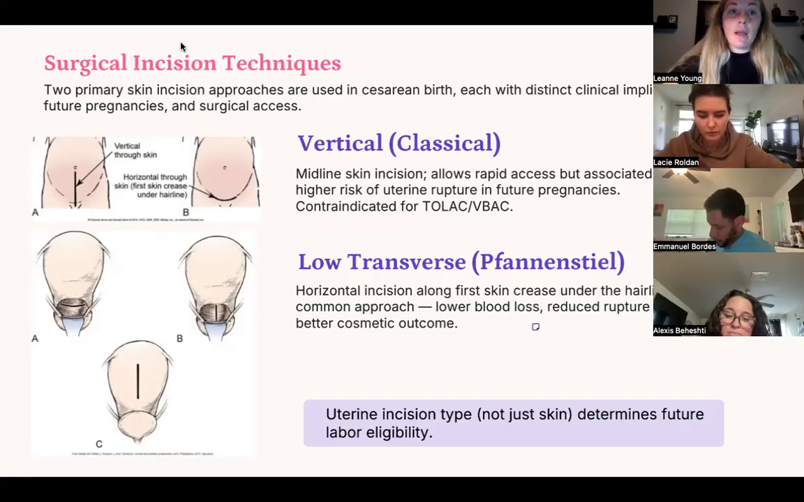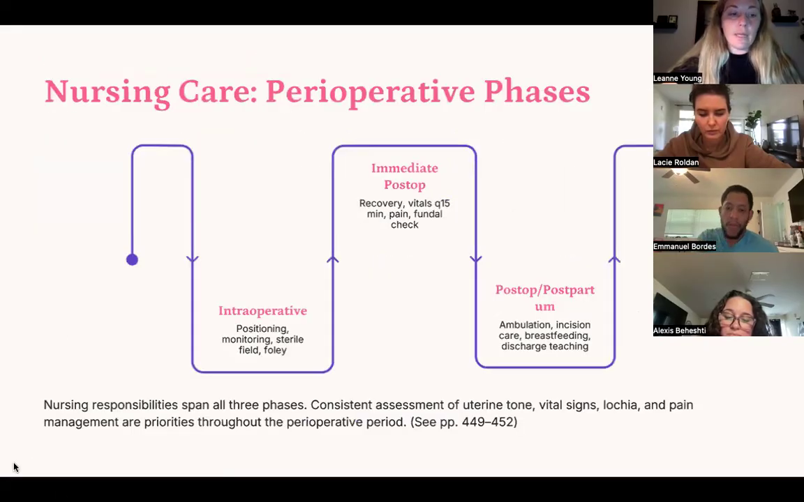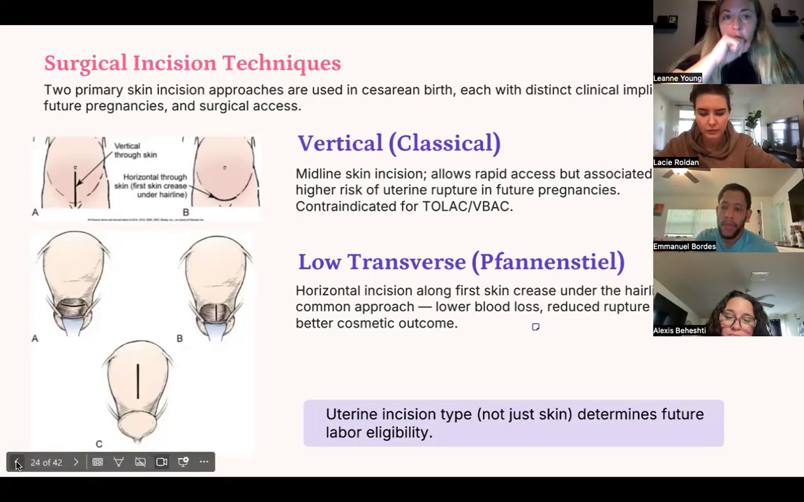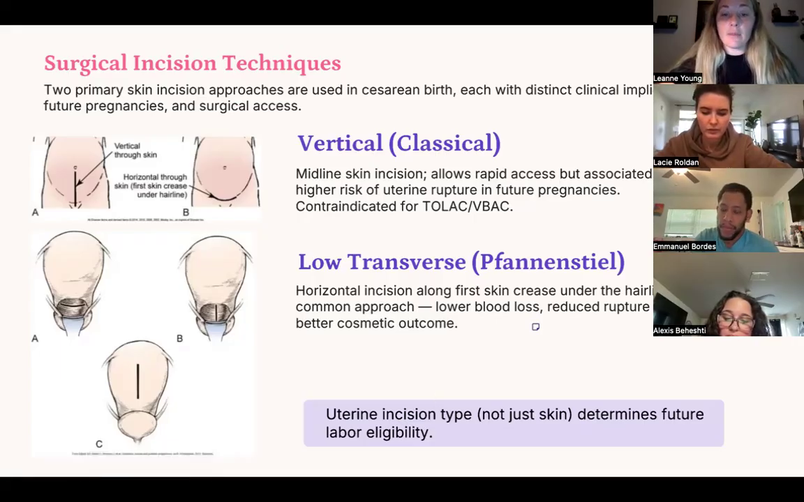Okay. If a patient has had a low transverse incision, she is a candidate for a VBAC. She can try and deliver vaginally if it's appropriate and if the provider agrees in a subsequent pregnancy. Okay.